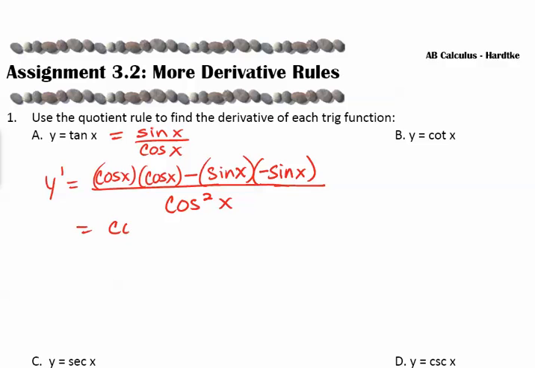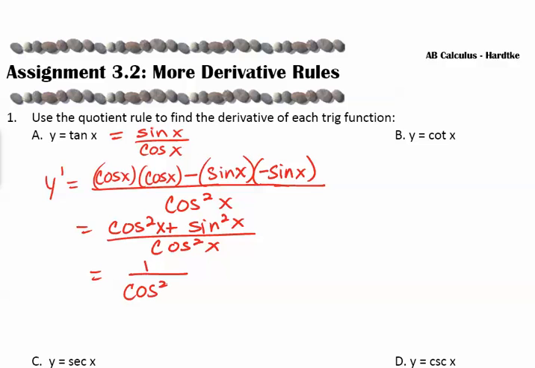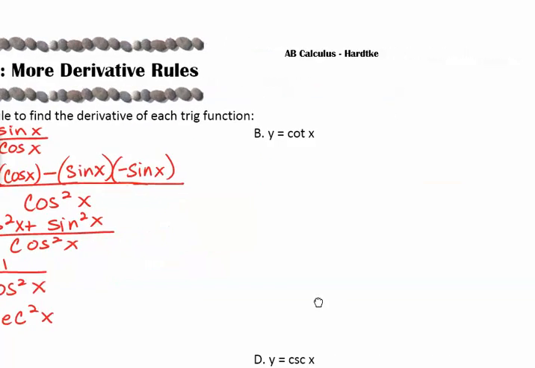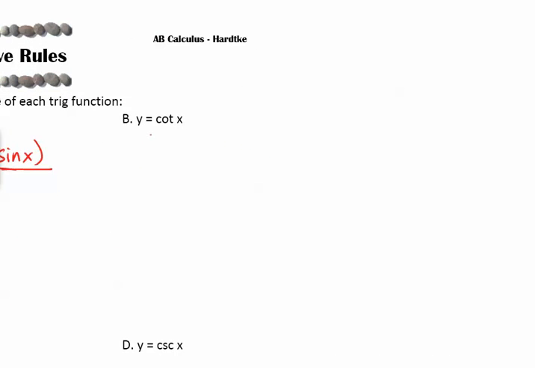So here we've got cosine squared, negative times negative, plus sine squared. And I hope you recognize that immediately as our Pythagorean identity. So that numerator is equal to 1. And 1 over the cosine of x squared is the definition of secant squared. So we should be able to differentiate cotangent in a similar fashion.